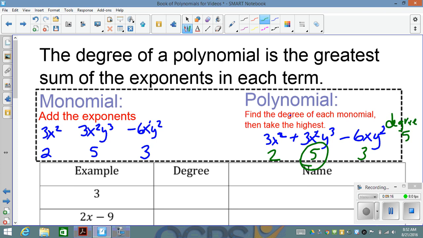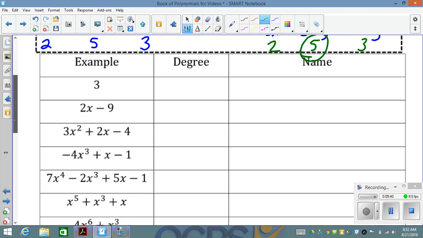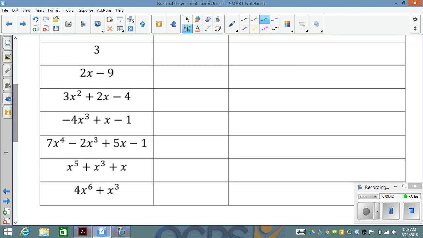So with the monomials, you do the sum of the exponents. With more than one term, with the polynomials, you do the sum of the exponents in each term and then choose the highest. So notice I did not go 2 plus 2 plus 3 plus 1 plus 2. I didn't just add all the exponents. I added within each term, and then I chose the highest. Okay? All right, let's take a look at some examples, which is where we're going to get our vocabulary.